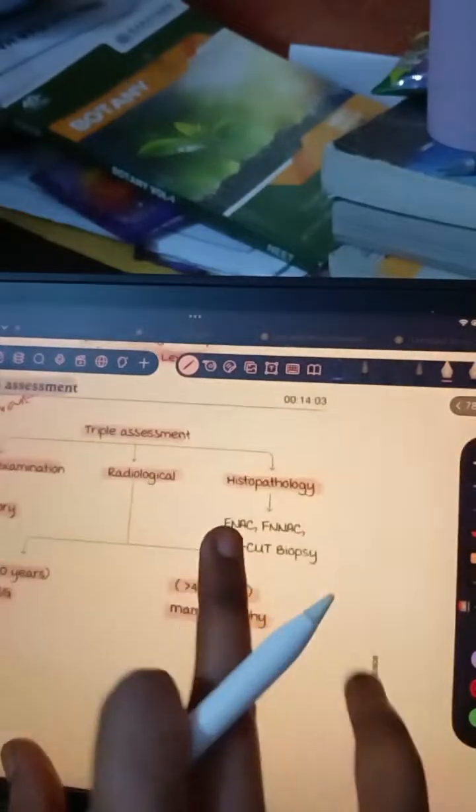This is the explanation for why we have to do USG for females less than 40 years of age and mammography for females more than 40 years of age. The important cause is the glandular tissue, which is more in the young and less in the elderly. In the elderly, we can easily identify the lump.